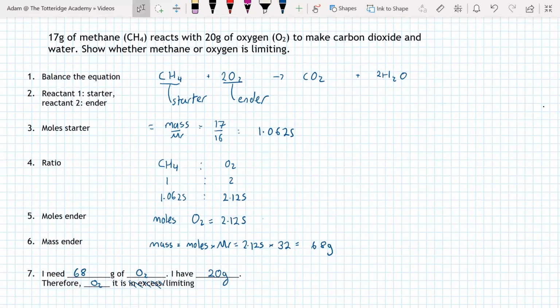What I'd like you to do is pause your video and copy this down as an example. It's really important you have nice worked examples. So make sure you write out the question, write out the steps, and write out the working really clearly, and make sure you've got that writing frame as well.